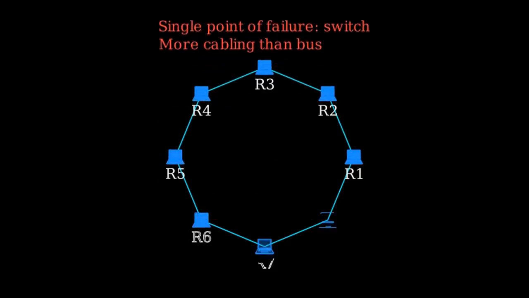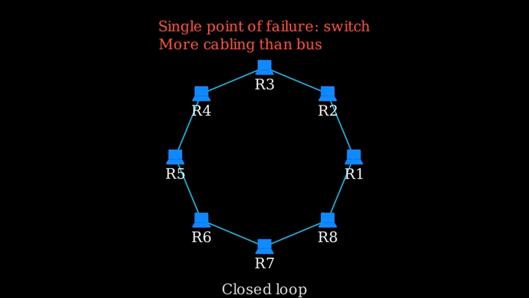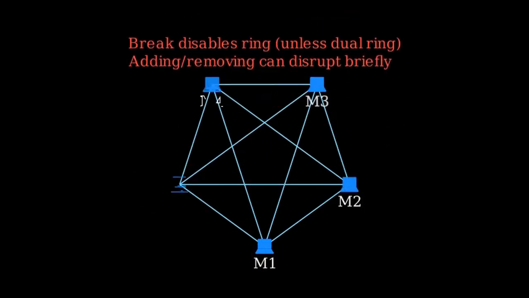3. Ring topology. Devices form a closed loop, each with two neighbors. Data can travel in one direction or in both directions. Advantages: predictable performance with low collisions and simple fault isolation when unidirectional. Disadvantages: a break can disable the network unless you use a dual ring, and adding or removing devices can momentarily disrupt the ring.